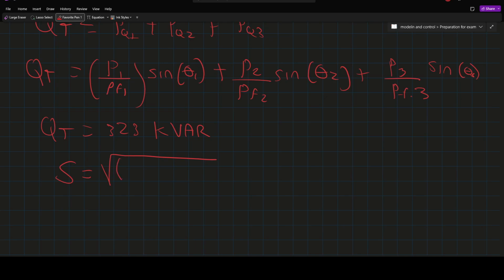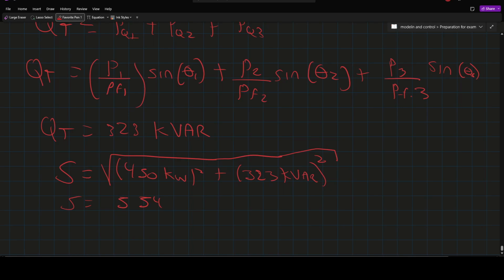So now we can calculate our apparent power. That's our real power squared plus our reactive power squared, and those give us an apparent power of 554 kVA.